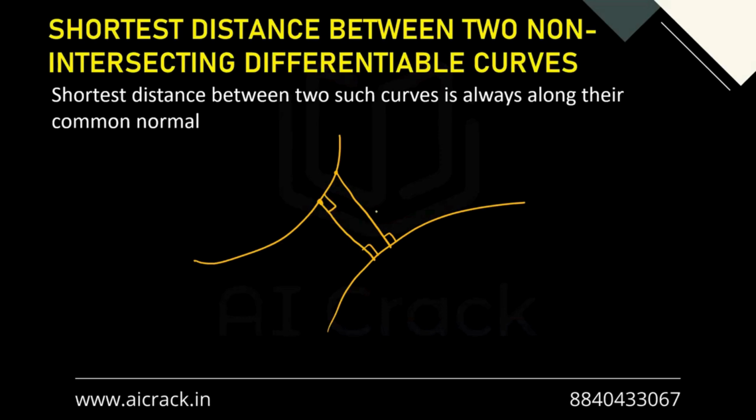So we can say that when the common line is perpendicular to both the curves together at the same time, that is the shortest distance, right? That would create the shortest distance. So alternatively, at this point we are drawing a tangent, and at this point we are drawing a tangent, and then we are finding out the distance between these two tangents. Okay, so this is the way we have to find out the shortest distance between two non-intersecting differentiable curves, right?